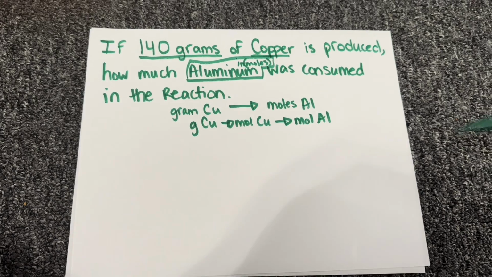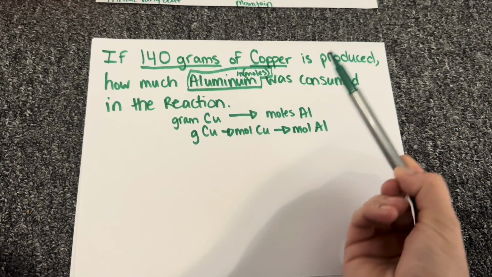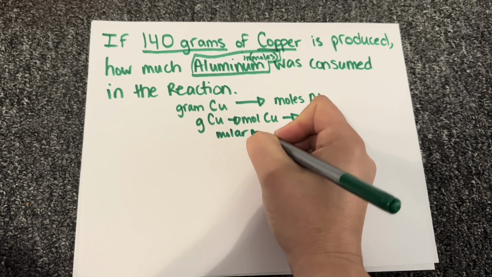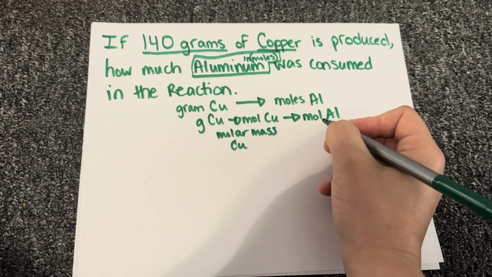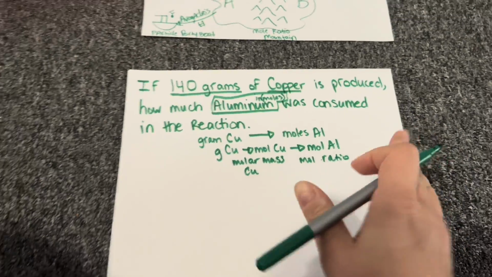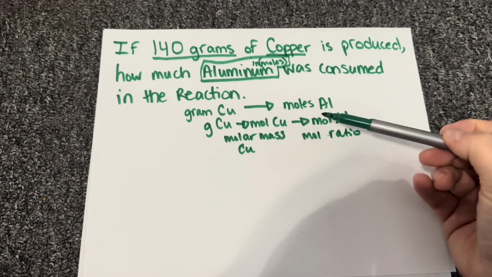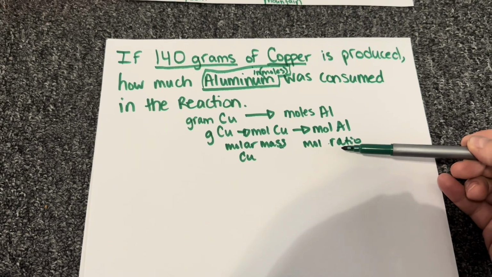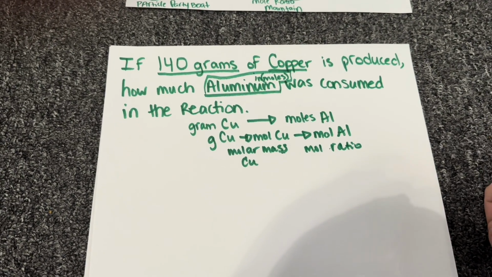So let's do the math. So we start out with 140 grams of copper. We've got our roadmap up here. So to go from grams to moles, I'm going to need my molar mass of copper. And over here, to go from moles of this to moles of that, I'm going to need my mole ratio. So we're not scared. We're not just going to pull numbers out of anywhere, because we know that to get our molar mass of copper, all we have to do is pull out our periodic table. We know to get our mole ratio of moles of copper to moles of aluminum, all I have to do is look at my balanced chemical equation.